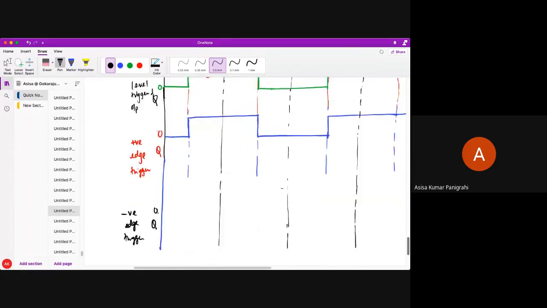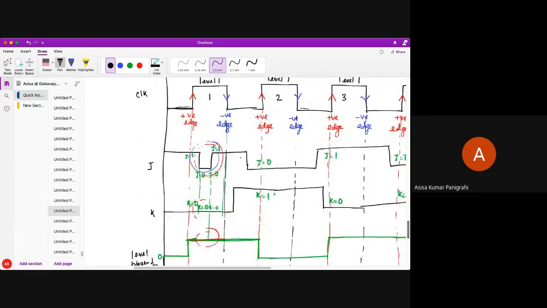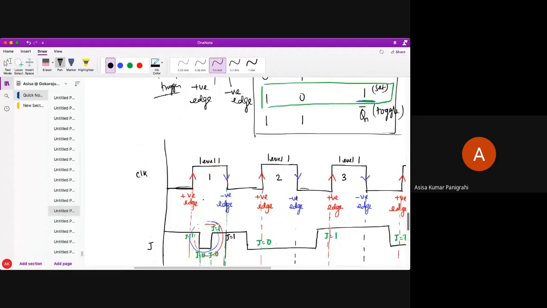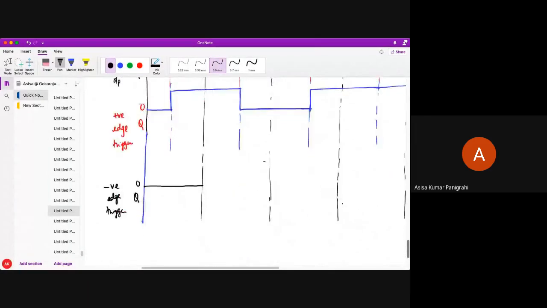Now initially what is the output? Q equal to 0. This Q equal to 0 will keep going until we get the negative edge. Here we got the negative edge. At that time it will check what my J and K are. My J is 1 here and K is 0 here. If J is 1, K equal to 0, what will happen? It will just set my output. So initially my 0 will be set, and it will stay set up to the next negative edge.